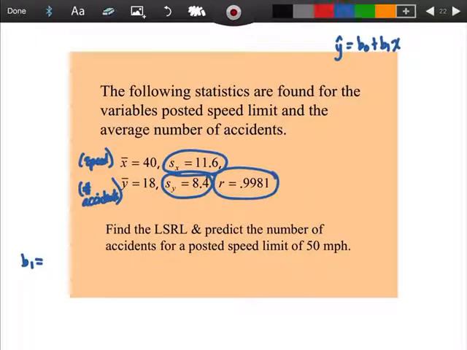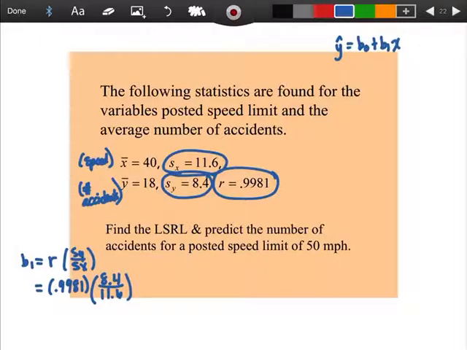Well, I know that I have the standard deviation of x and y and my R value. So one of the formulas on my formula chart said R times standard deviation of y divided by standard deviation of x. So our R value is 0.9981, times standard deviation of y divided by standard deviation of x. And our slope comes out to 0.723.